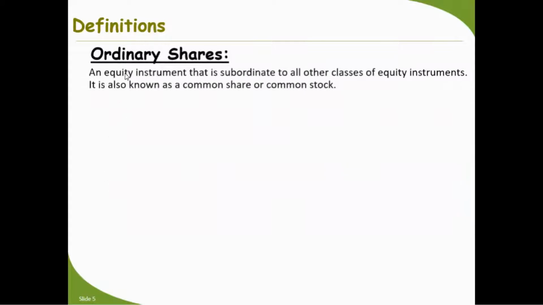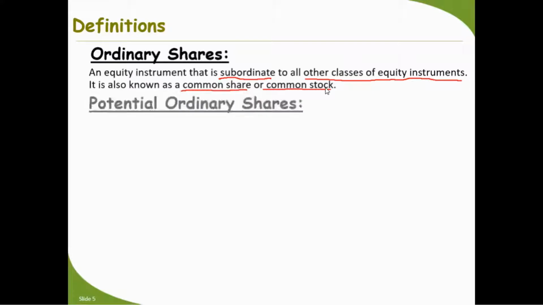Okay. Now, important definitions. First of all, ordinary shares. An equity instrument that is subordinate to all other classes of equity instruments. So this is the last right against the assets, which belongs to the ordinary shareholder. So this is an equity instrument which is subordinate to all other classes of equity instruments like preference shares, and it is also known as common share or common stock.